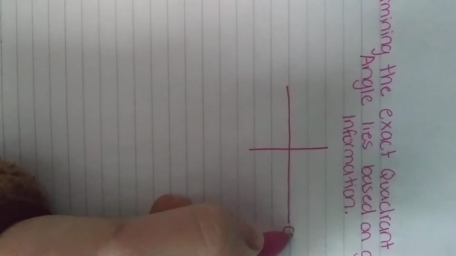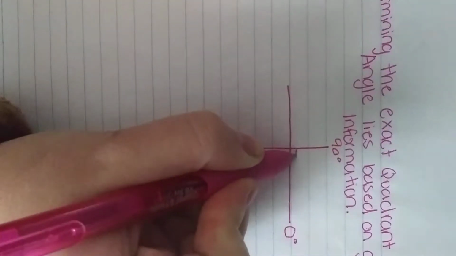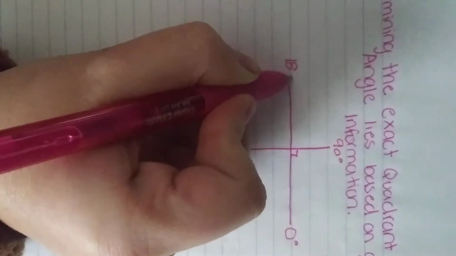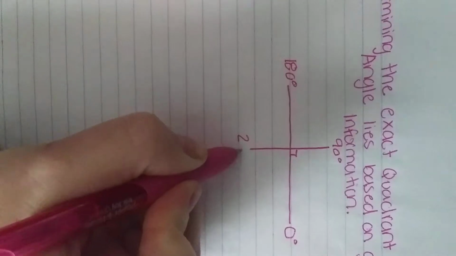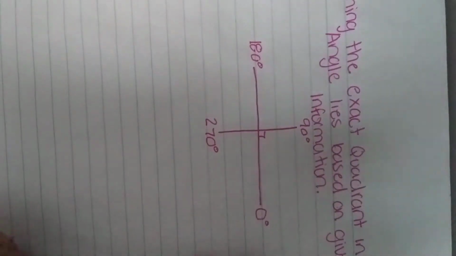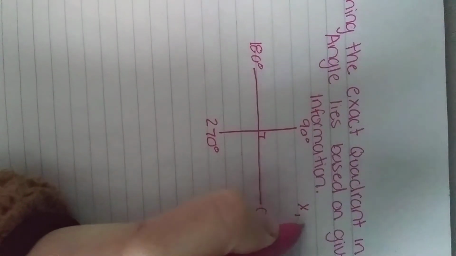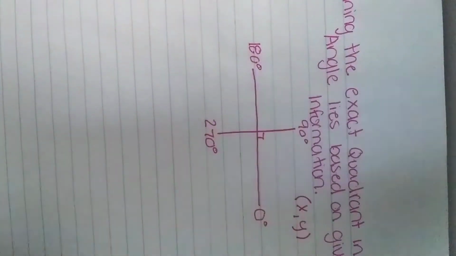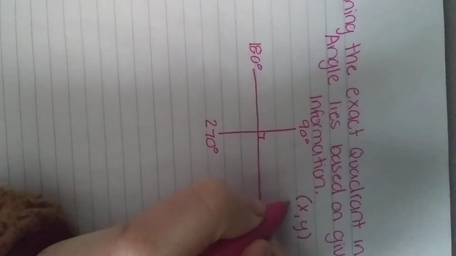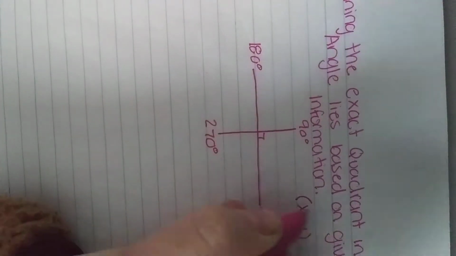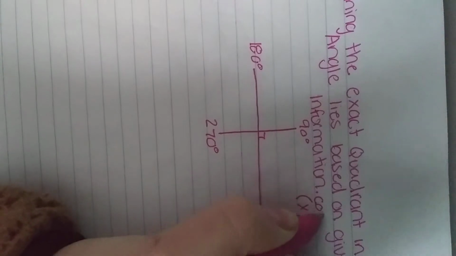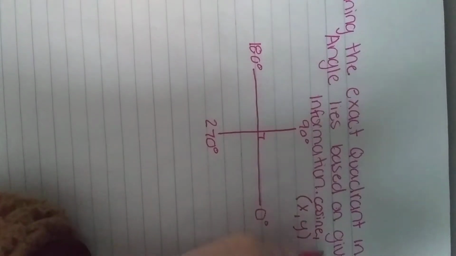And this will be 0 degrees, 90 degrees, 180 degrees, and 270 degrees. And you also want to remember when you have a graph, you have x and y coordinates. And on this graph, we have the unit circle graph, so this is going to be cosine for x and sine for y.